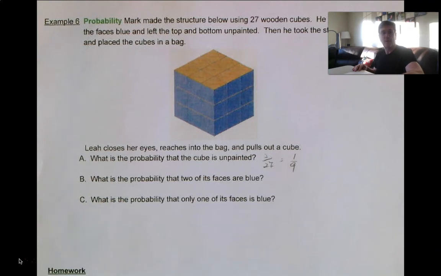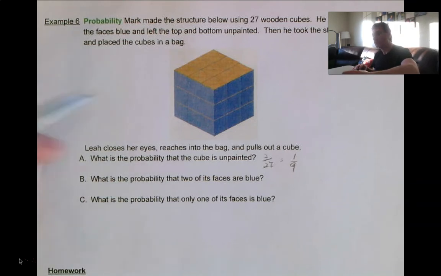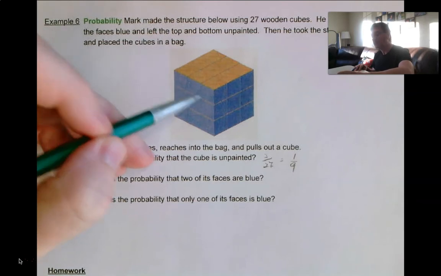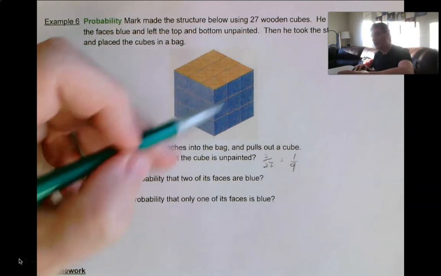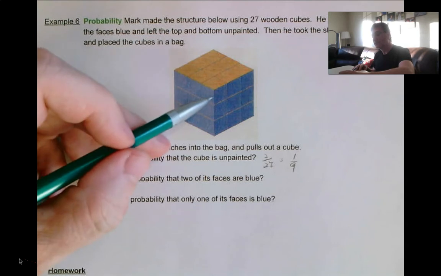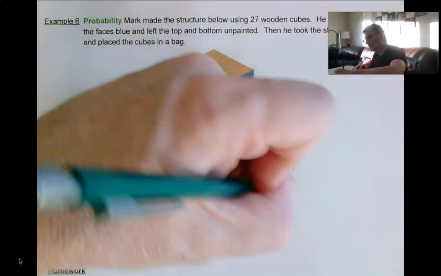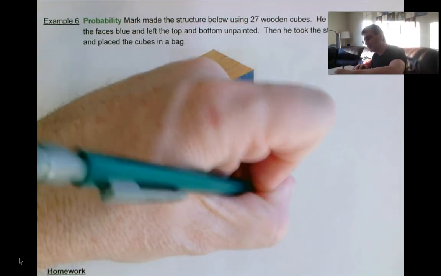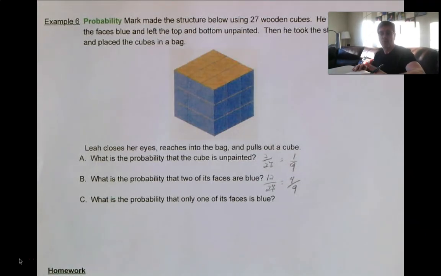So what's the probability of her picking out an unpainted cube? 1/9, 1 out of 9. What's the probability that 2 of the faces are blue? Well, which ones have 2 faces that are blue? This has 1 face that's blue. This has 2 faces that are blue. All these corners, there are 4 corners, 3 blocks in each of the 4 corners, so 12 total. 12 out of 27, reduced by 3, 4/9. So what's the probability of picking out a cube that has 2 faces that are painted? 4 out of 9, or 4/9.